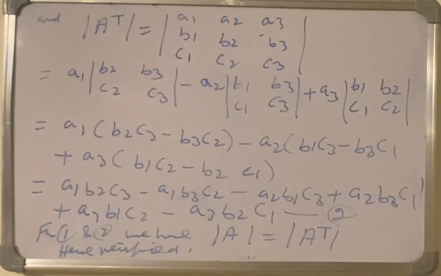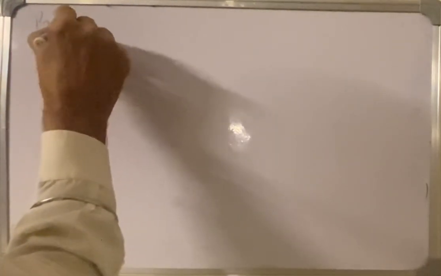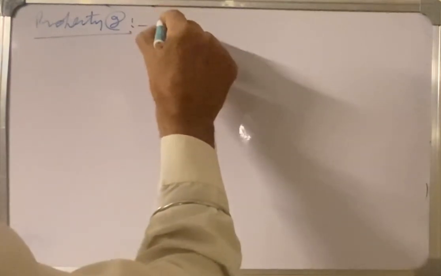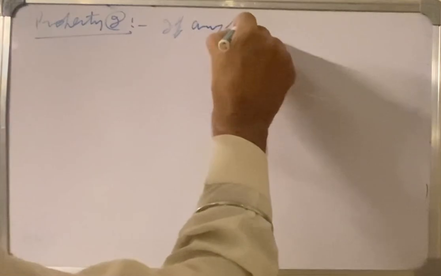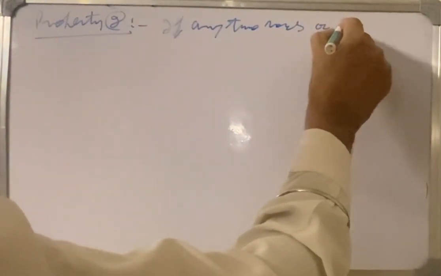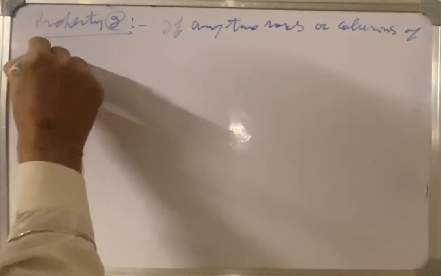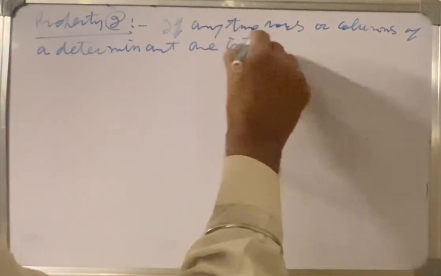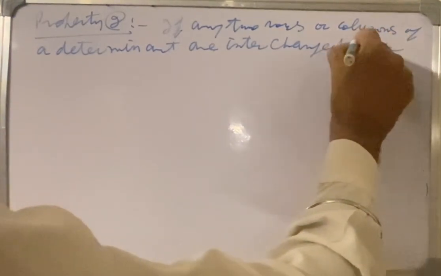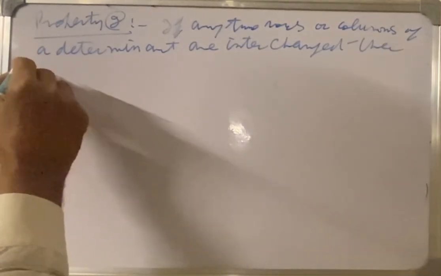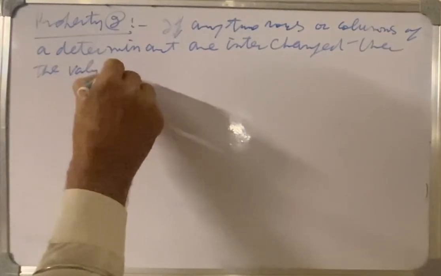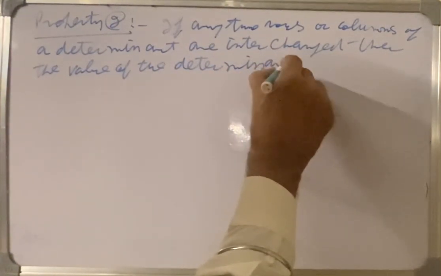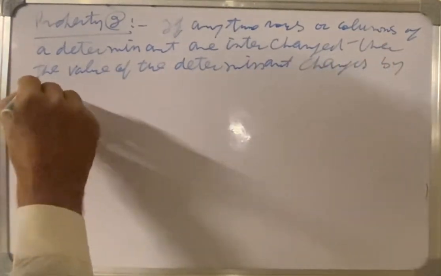Then we take the second property. Second property: if any two rows or columns of a determinant are interchanged, then the value of the determinant changes by a minus sign.